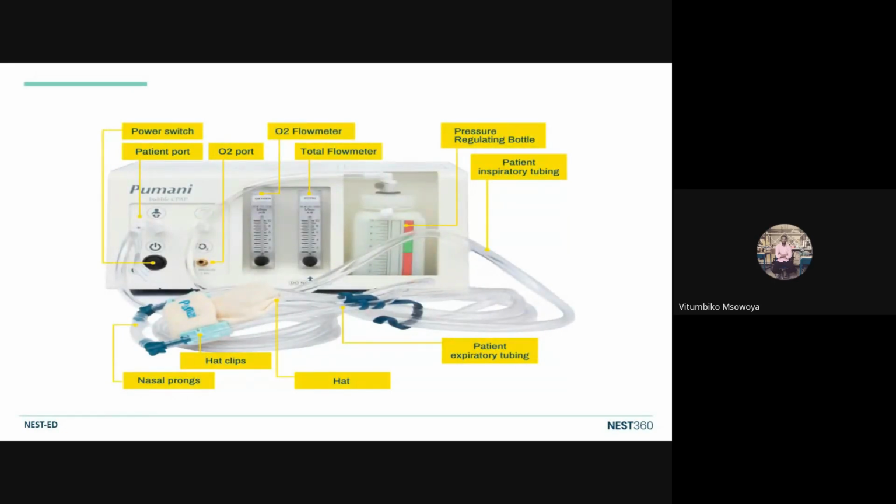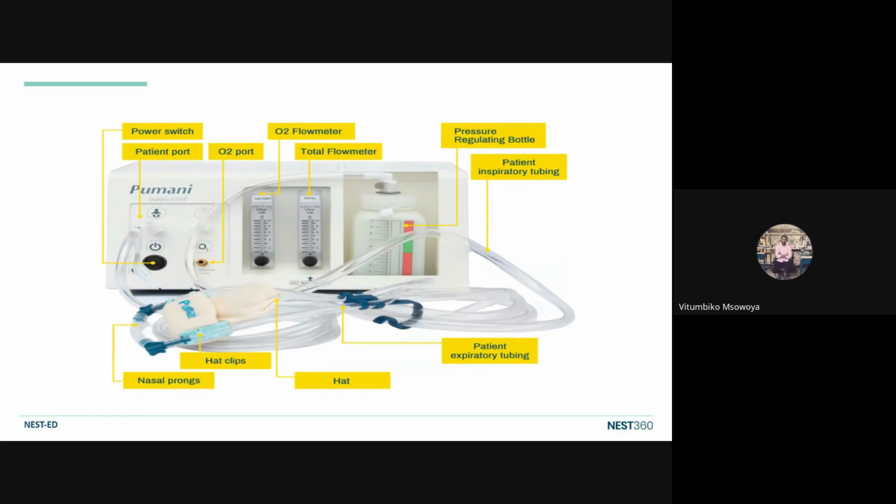Then we also have the patient inspiratory tubing, which is this one. So we have two tubings. We have the inspiratory tubing, and down here we have the patient expiratory tubing. And then we have the hat, which serves the purpose of keeping the baby warm. We normally dress the baby with it at the head. We have the hat clips to secure this hat. Then the nozzle prongs, which might vary with the sizes of the nostrils.